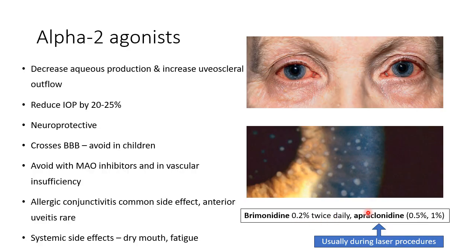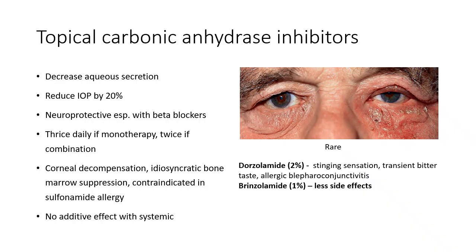The two popular alpha 2 agonists are brimonidine 0.2% twice daily, and apraclonidine, available at 0.5 to 1%. Apraclonidine is the one which is used for short-term control of IOP, usually during laser procedures. So that's alpha 2 agonists summarized.